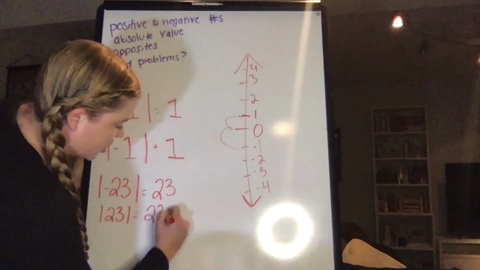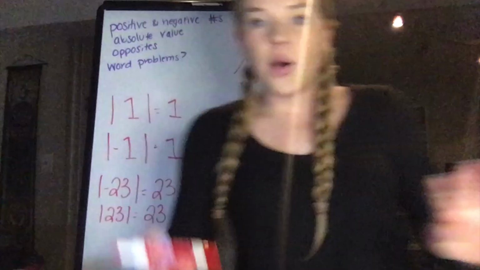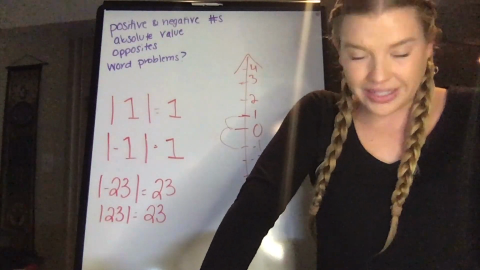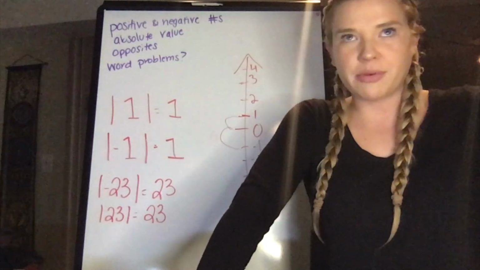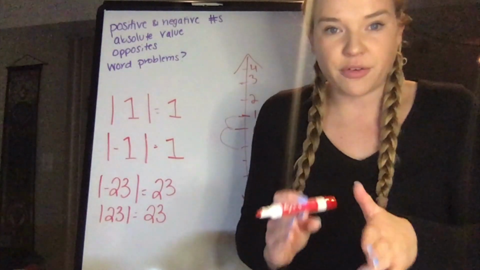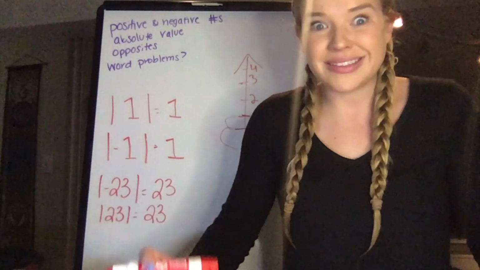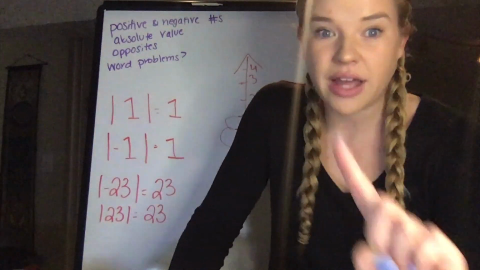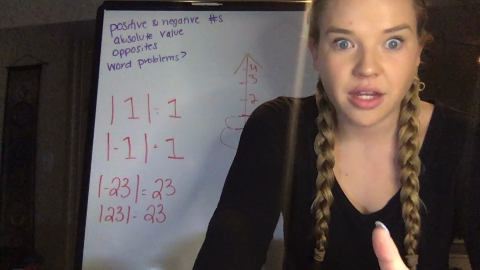It's just in a different direction, right? Whatever your absolute value is, or whatever your number is, the absolute value is just how far away that number is from 0. So it's really just a number, just not a negative, okay? Absolute values can never be negative.